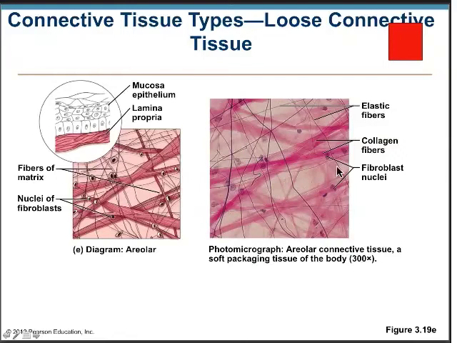So here you can see the fibroblast nuclei and the collagen and elastic fibers. And then if you look real close, you can see some of the reticular fibers as well. They're quite tiny.